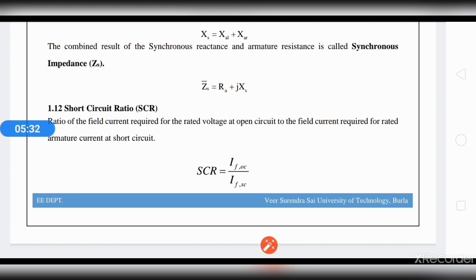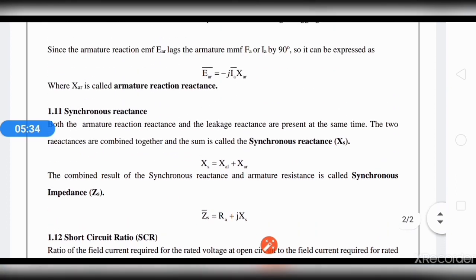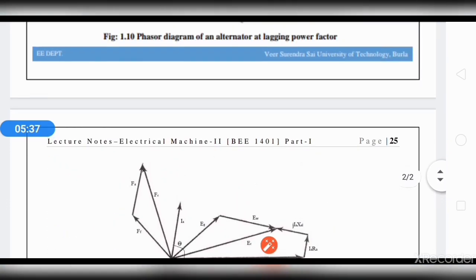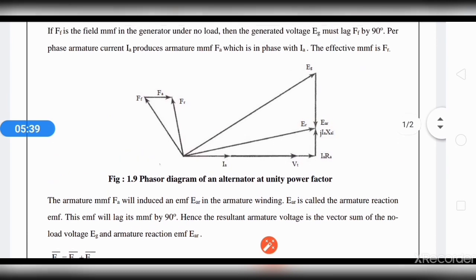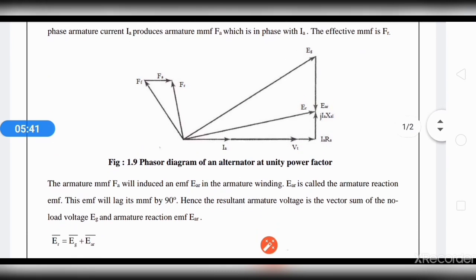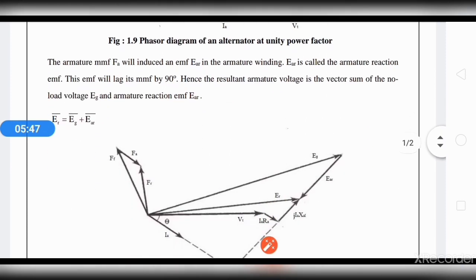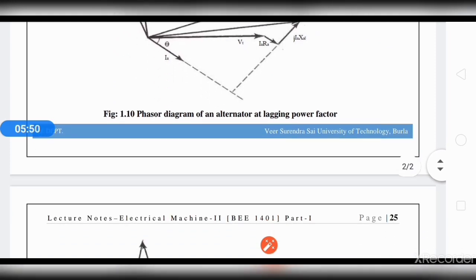So this is for this lecture. I think you have understood the impact of different power factors on the resultant EMF of the generator output voltage due to the armature reaction reactance.